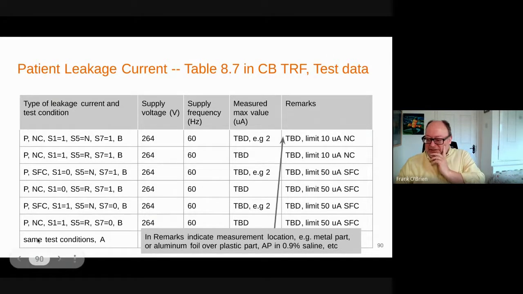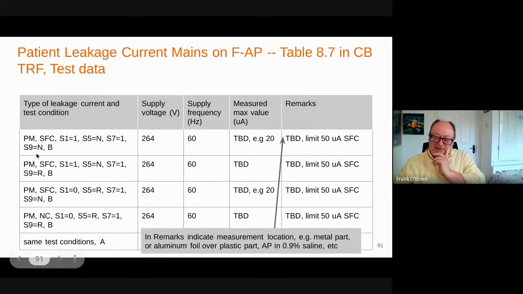Here's your patient leakage, same 6 cases from each surface or surface to surface, if you will. This PM is our abbreviation for mains on the applied part. Okay. You've got 4 cases because the mains on the applied part's already a single fault. So we only do normal things. So we could do mains reversal and we could do applied part reversal. So there's 4 cases for each surface.